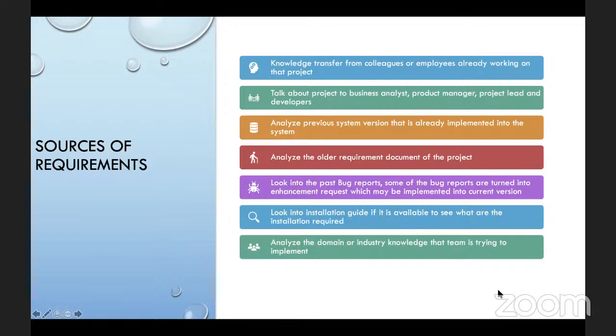So sources of requirements. Number 1, knowledge transfer from colleagues or employees already working on that project. Usually we call this a KT session. You set up a one-on-one meeting with one of your colleagues. You say, hey, let's get on the call, 30 minutes or something, talk to me about this process. How did you guys get here? And then he's going to talk through, because he's been there.